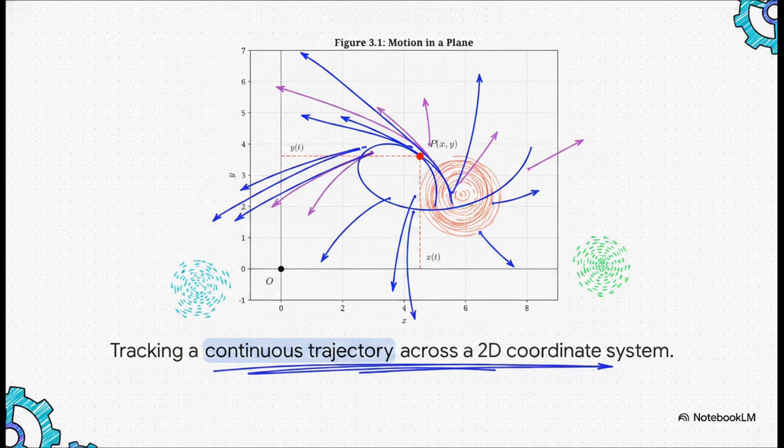And this brilliantly illustrates the story of motion. Picture tracking a continuous trajectory mapped out across a two-dimensional coordinate system. Imagine our point P is just moving through space. At any given time t, we can pin down its exact position, with an x-coordinate and a y-coordinate. By tracking how those coordinates change using vector calculus, we can precisely map out its velocity and acceleration curves.